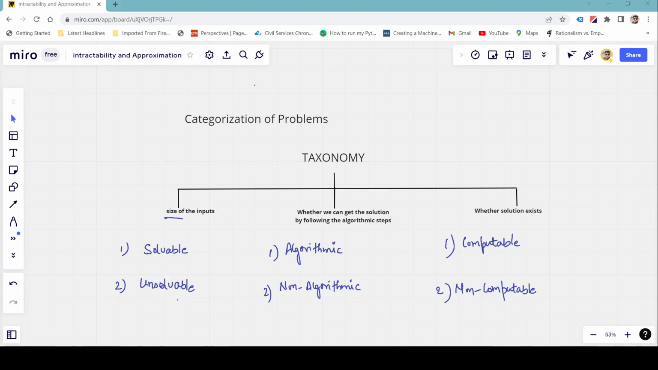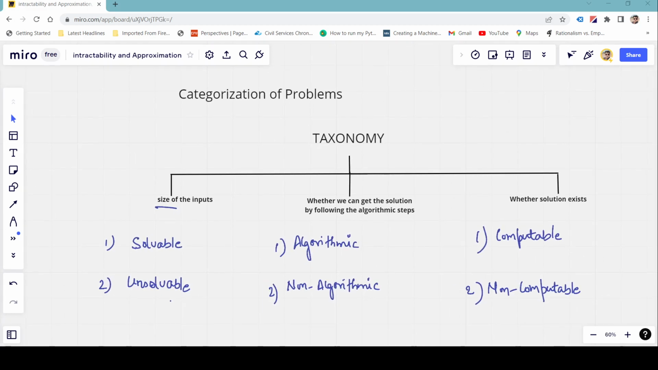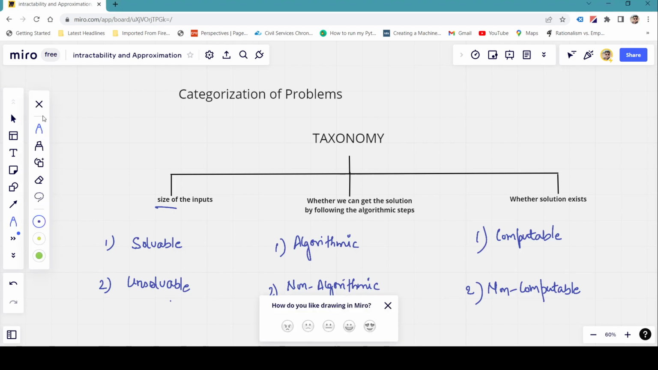Welcome back to another video on algorithms analysis and design. This video is dedicated to the categorization of the problems that we usually study. In this video we are going to talk about the categorization of the different problems, and the taxonomy is as follows. We have taken three different criteria on the basis of which to classify the different problems. The first criterion is the size of the inputs. As far as this categorization goes, a problem can either be solvable or unsolvable.